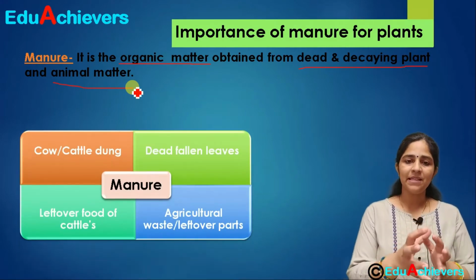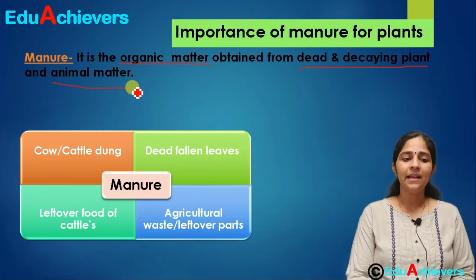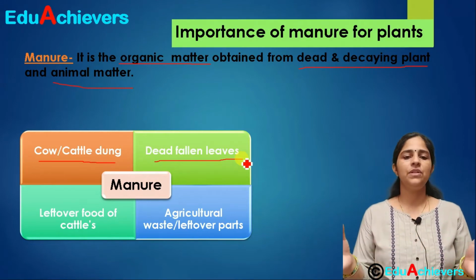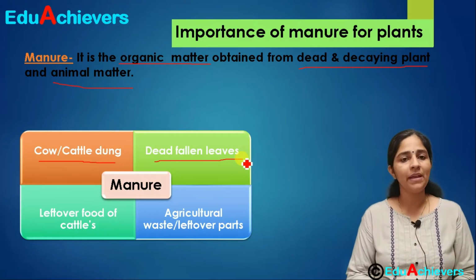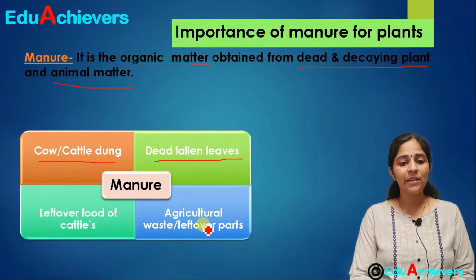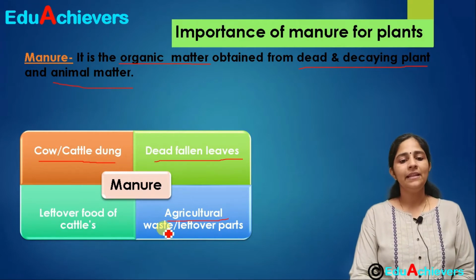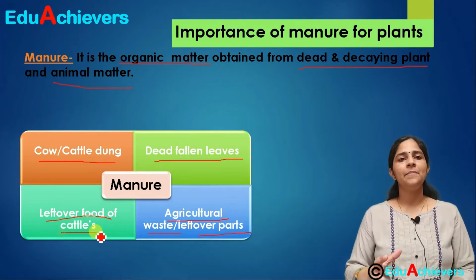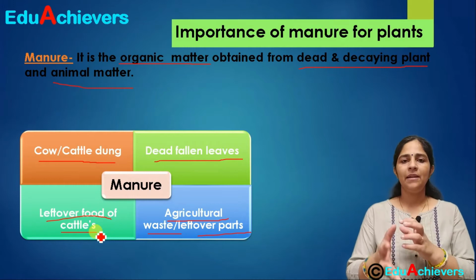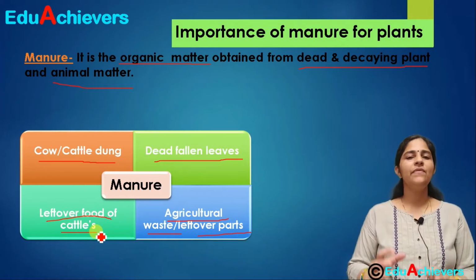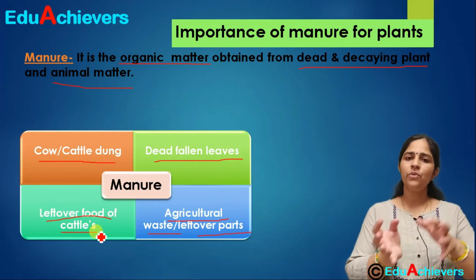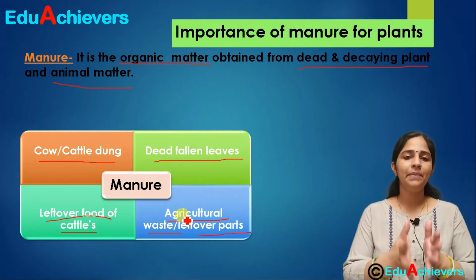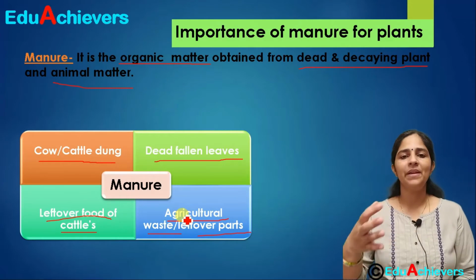Fine. So what does manure contain? Manure can contain cow and cattle dung. It contains the dead fallen leaves which people can collect and use when making manure. It can also be made from agricultural waste and leftover plant parts. It can also be made from the leftover food of cattle. For example, the farmer has buffaloes and cows, so the farmer has to provide fodder to the animals, and if some fodder is left, that can also be used in making the manure. Similarly, the agricultural waste, the stalks of the plant that are left, can also be used for making the manure.